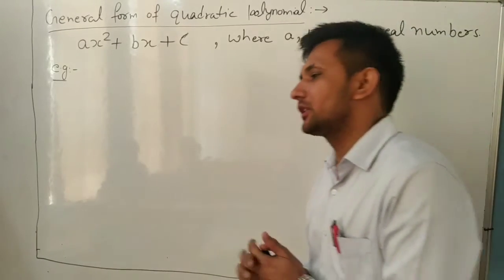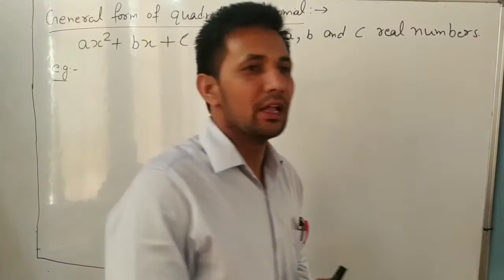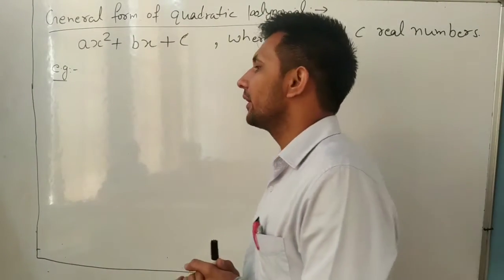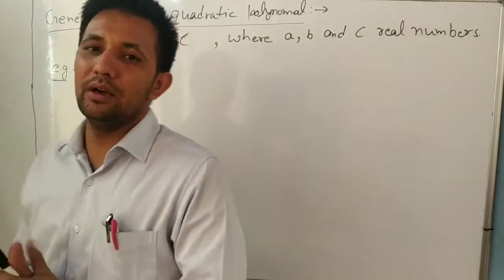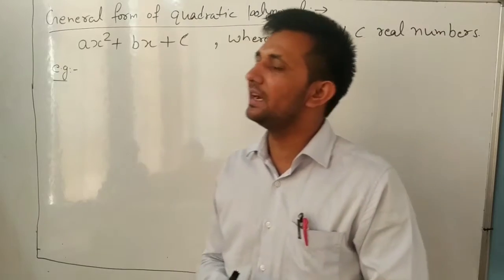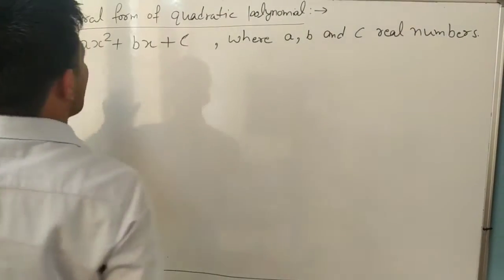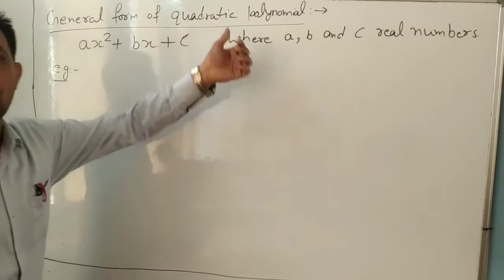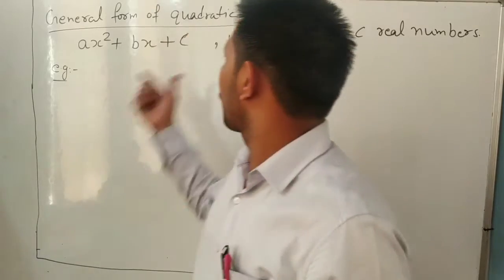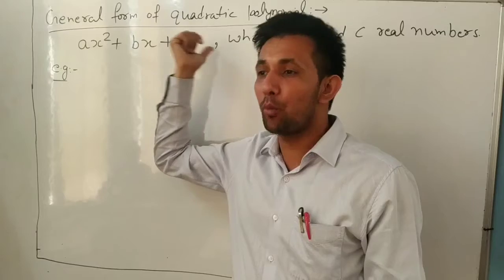In the last class, we studied different types of polynomials: linear polynomial, quadratic polynomial, and cubic polynomial. A polynomial whose degree is 1 is called a linear polynomial, and degree 2 is a quadratic polynomial. So now first we will learn the general form of a quadratic polynomial, a polynomial which represents all quadratic polynomials.